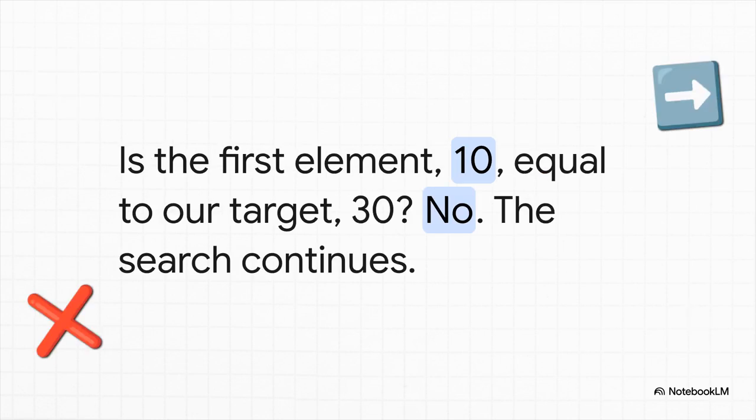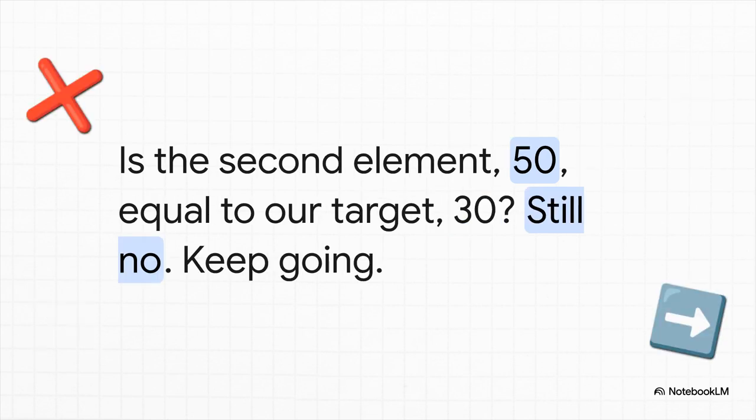Okay, the algorithm starts at the very beginning. It looks at the first number, 10, and it asks, are you 30? The answer is nope, so it moves on. Now we're at the second position. The number here is 50. The algorithm asks again, are you 30? Still no, so the search has to continue.